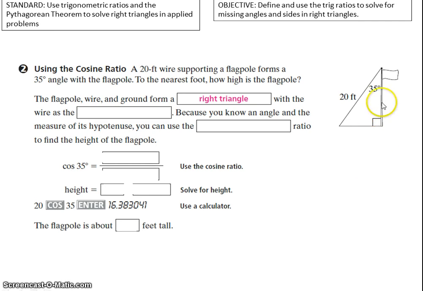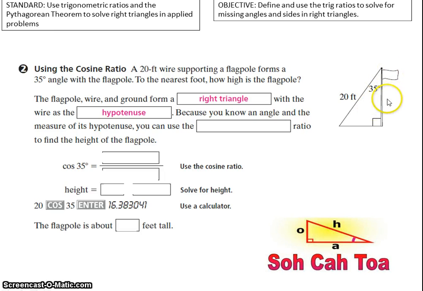Here's what we know. We've got the wire as the hypotenuse of this triangle, and from the top of the flagpole down to the ground is a 35-degree angle. So we're going to use the cosine ratio to solve this one because we want to find the side over here that happens to be the flagpole. How tall is the flagpole? So we're going to use the cosine ratio. So we've got the cosine of 35 degrees.